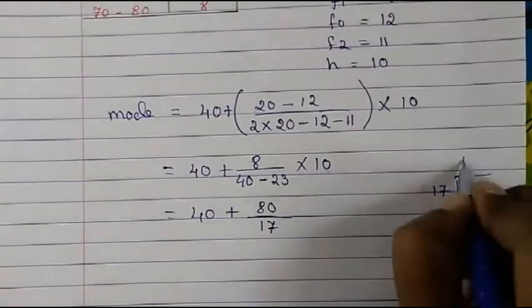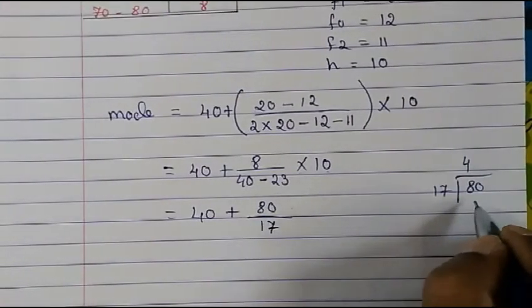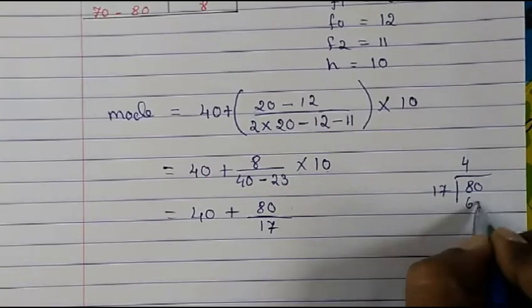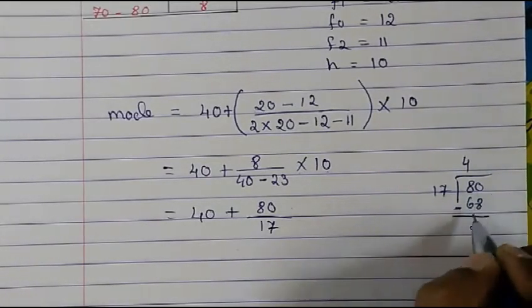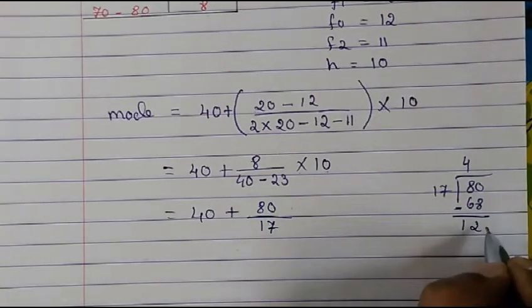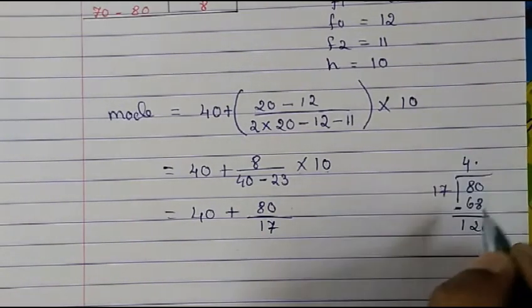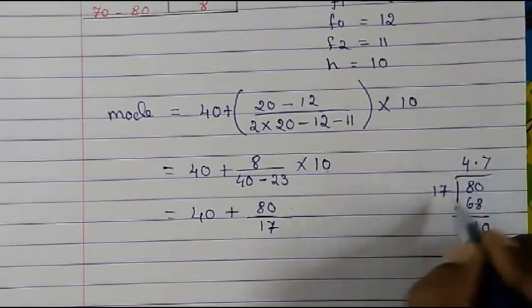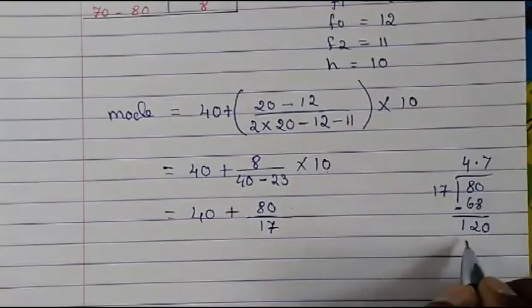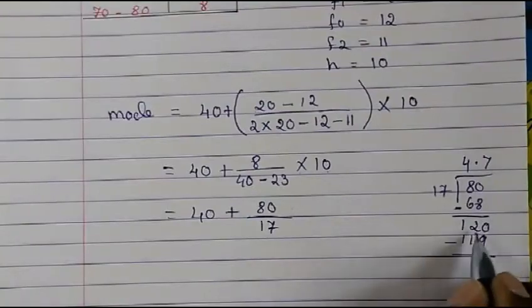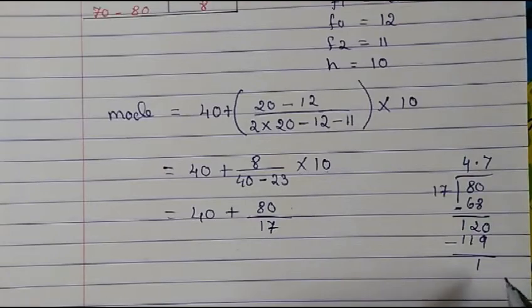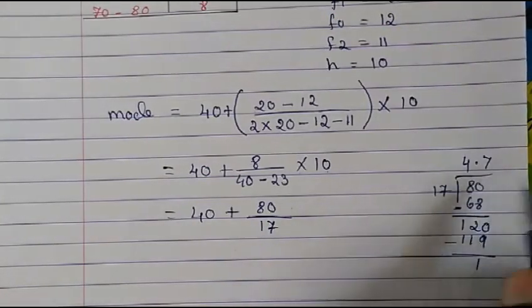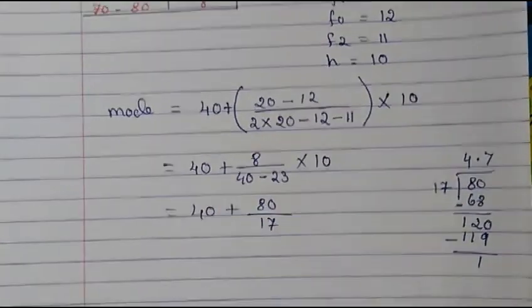So we get 4 times 17, which gives us 68. Minus, we get 12, so we need to add 0 here, so we put the decimal. Then 7 times 17 gives us 119. 120 minus 119 will be 1. So 1 is there, so we'll have to add 0 again. 10 also will not be enough. After the decimal there's not much value to it, so that's enough for us.